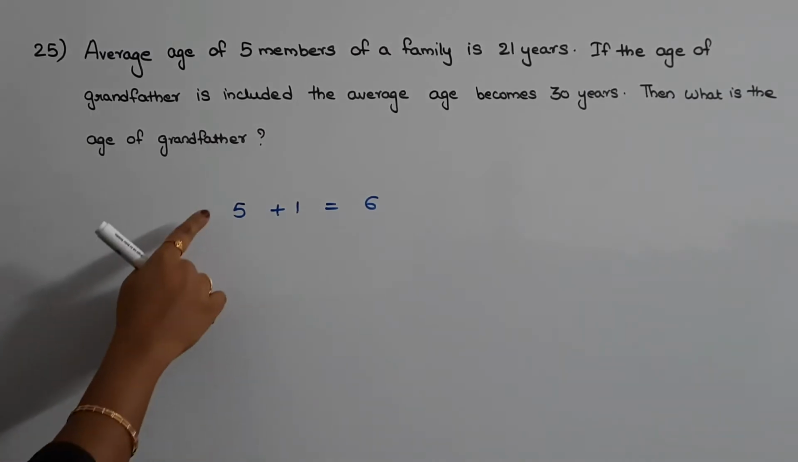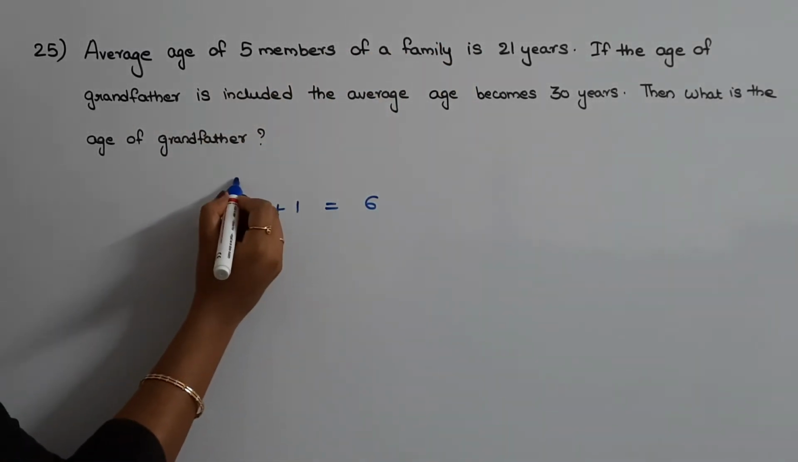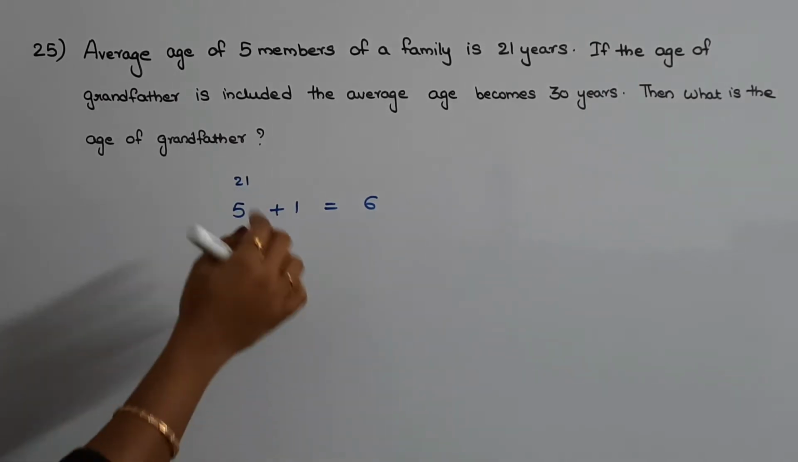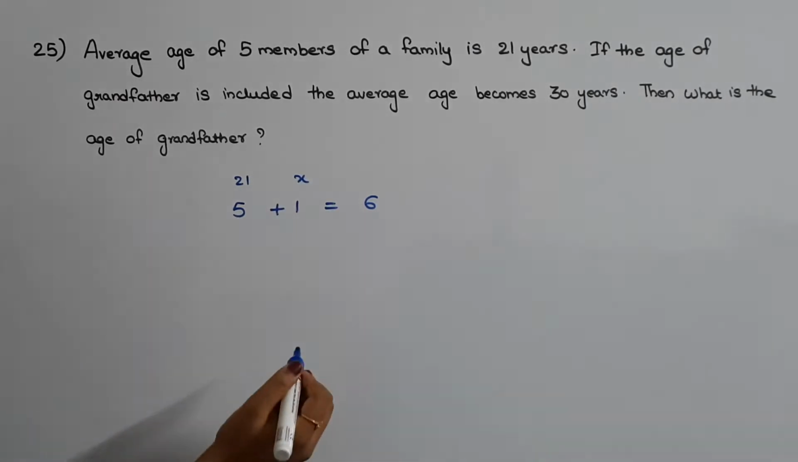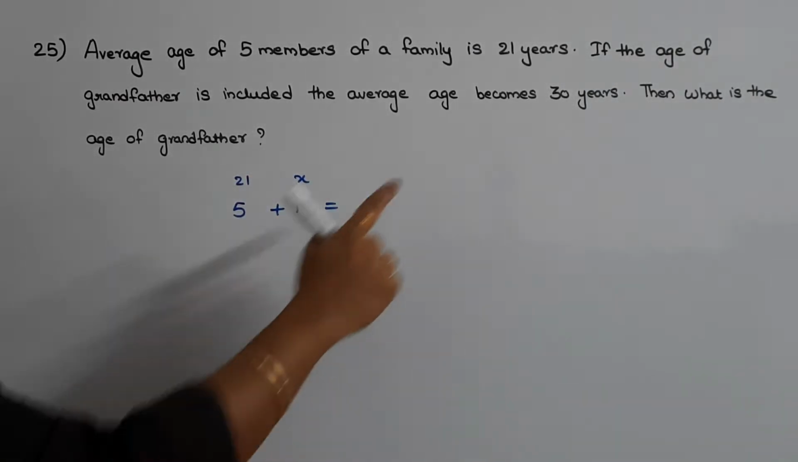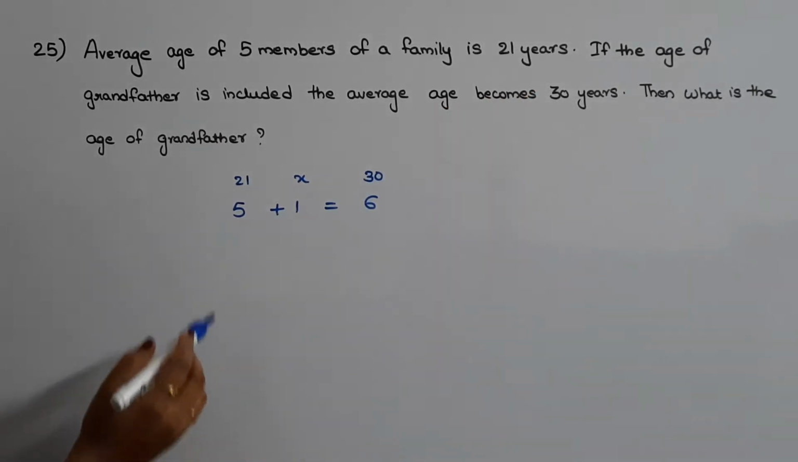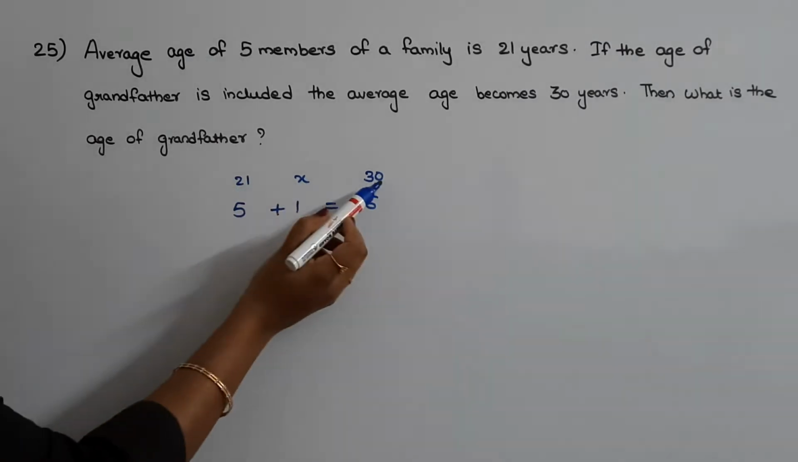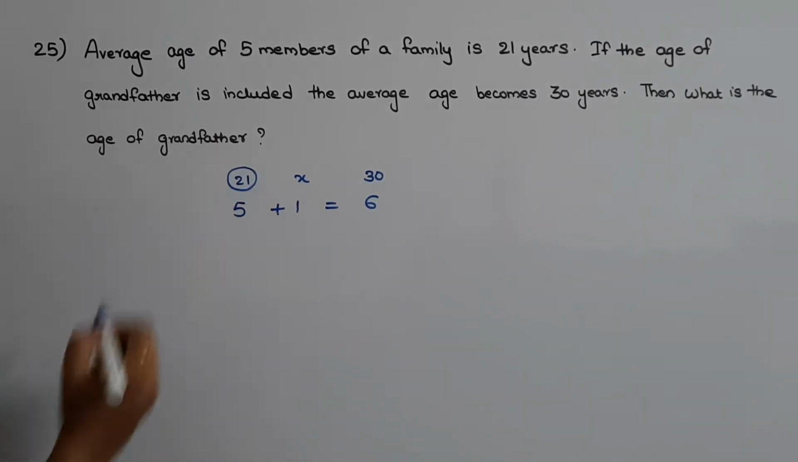The average age of 5 members is given as 21. That we need to write above this 5. We need to find the age of grandfather, so above this one we need to write x. Above this 6 we need to write the average age of 6 members. That is now 30. Now we need to take either 21 as the reference value or 30 as the reference value. So here let us take 21 as the reference value.